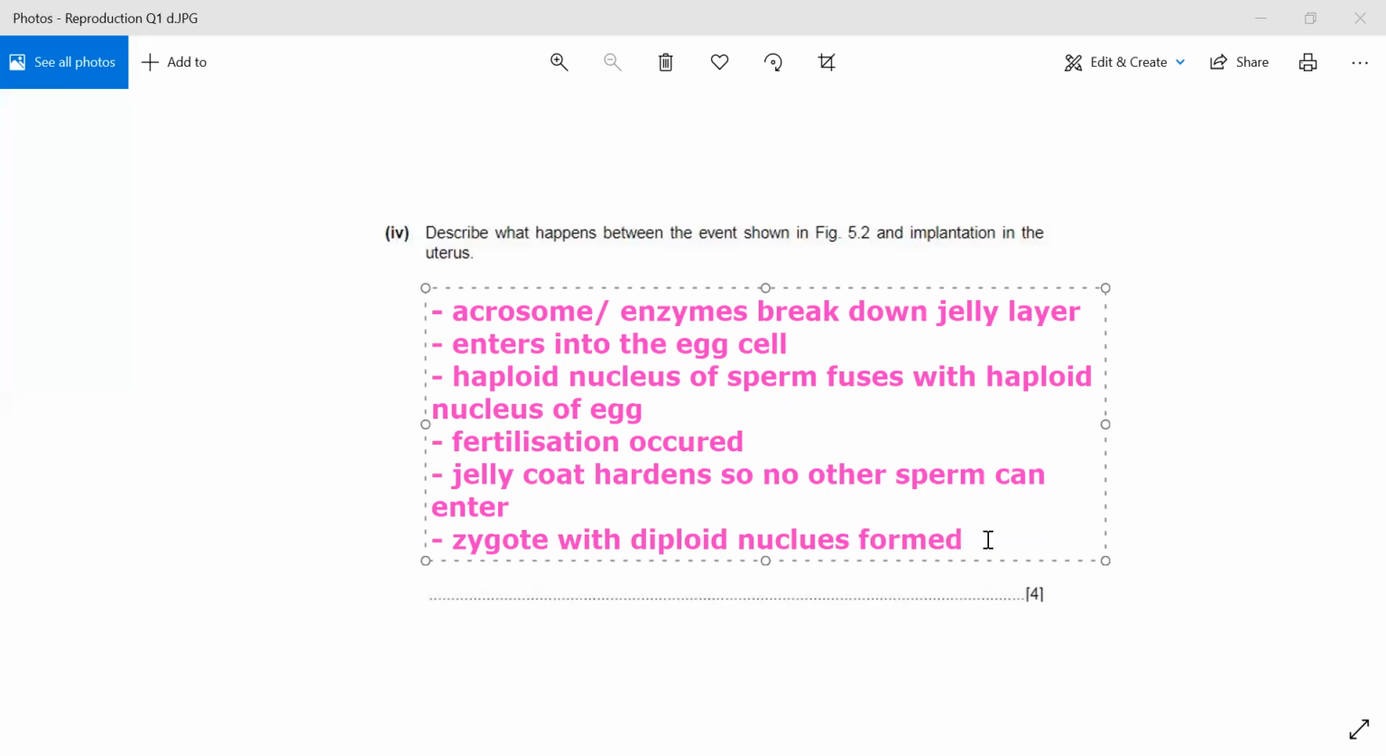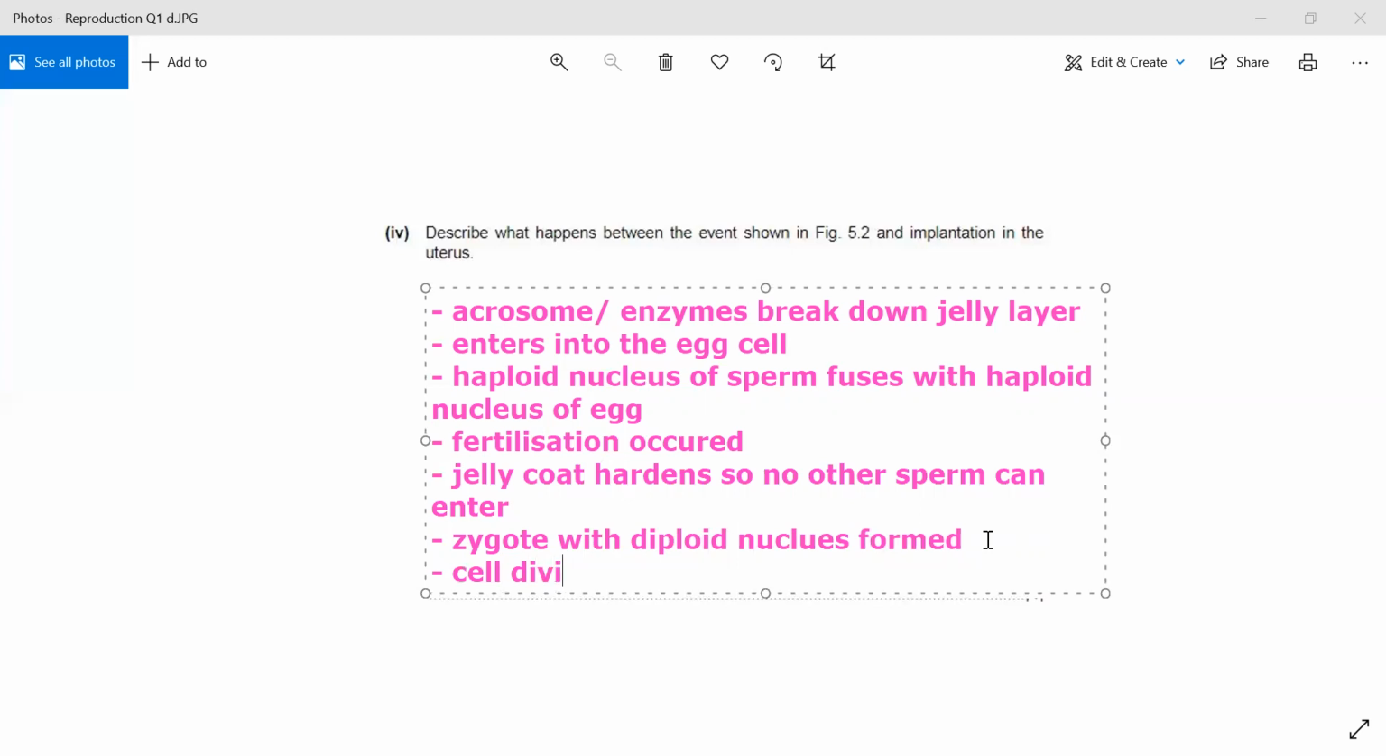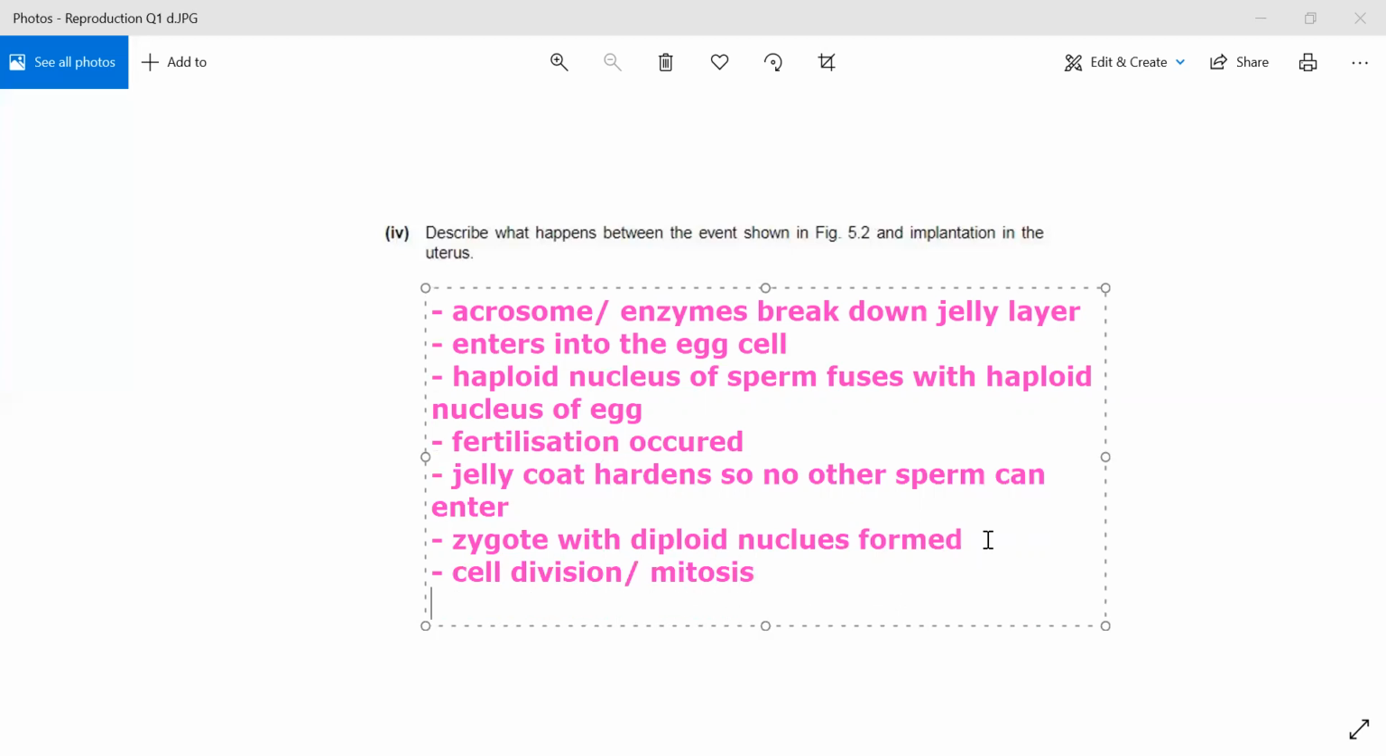So of course, next will be what? Now cell division will be what? It will be mitosis, because fusion already occurred. So cell division here, mitosis occurred, the zygote will become an embryo. Okay, how is it going to be moved down?